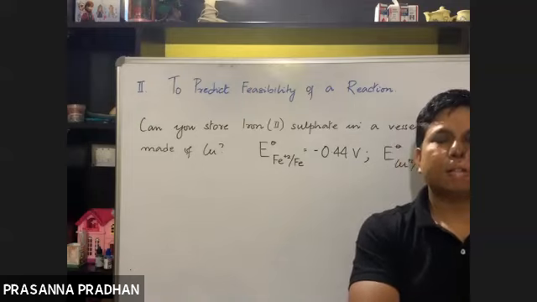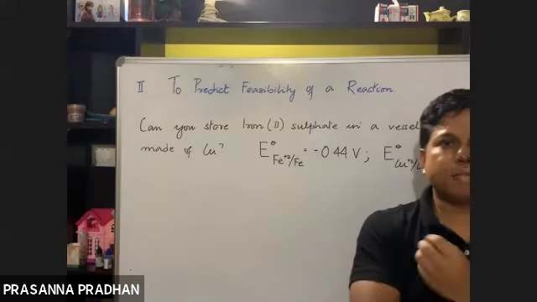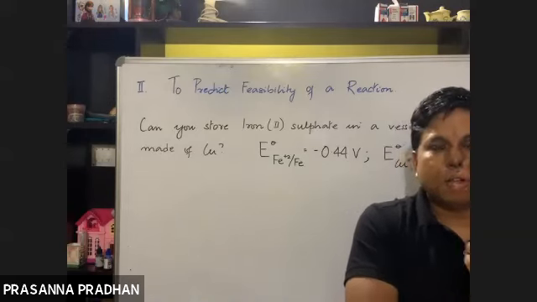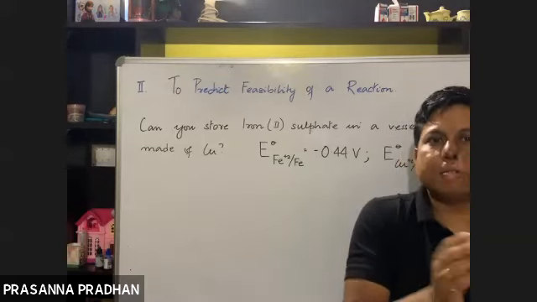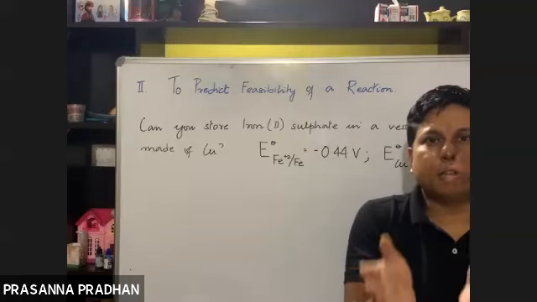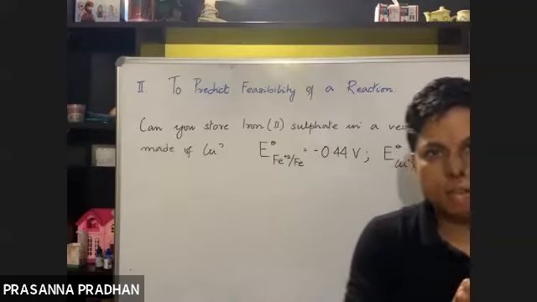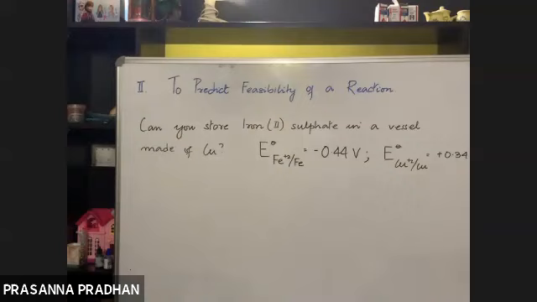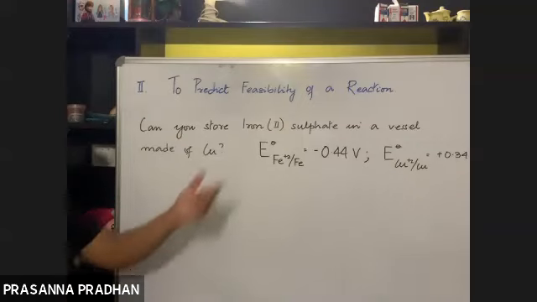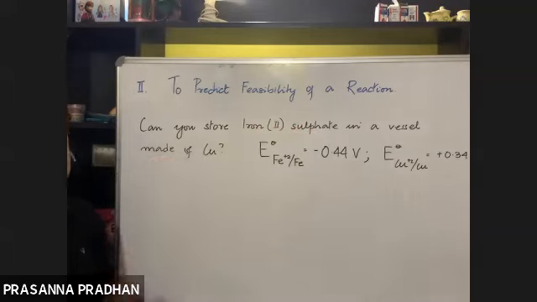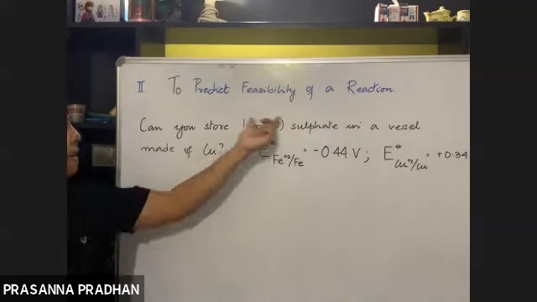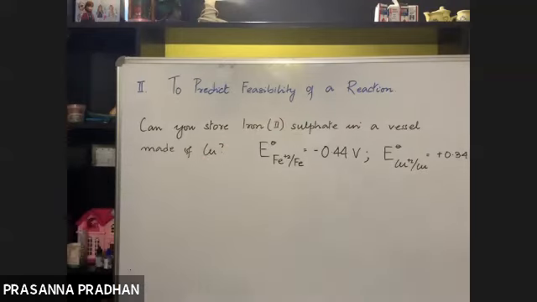Why no? Because sulfuric acid reacts with zinc. So if sulfuric acid reacts with zinc, then how can you store sulfuric acid in a vessel made of zinc? You cannot store it. So when can you store something? Whenever the two components do not react with each other. What is being asked indirectly here is, does iron sulfate react with copper? If it reacts with copper, then you cannot store. If it does not react with copper, then it can be stored.